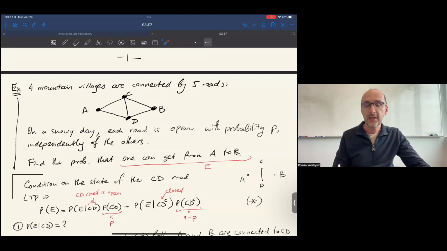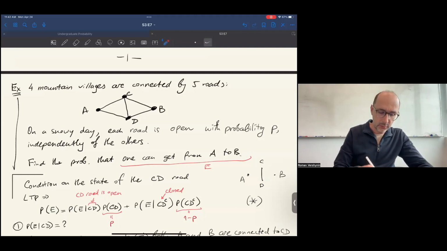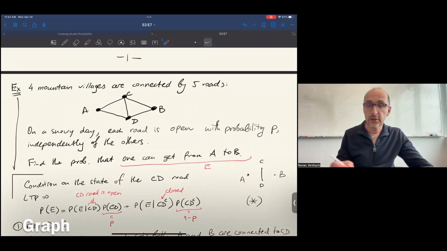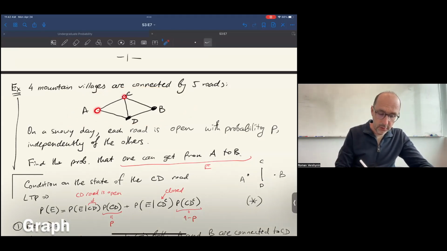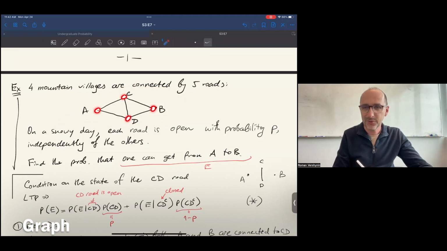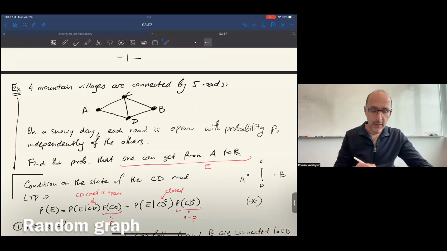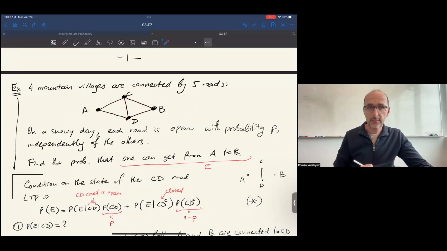And one remark: the road network that we just analyzed is an example of a graph, which is generally a collection of vertices, towns, and edges that connect them. More specifically, in this problem, we looked at a random graph where each edge can be present or absent.